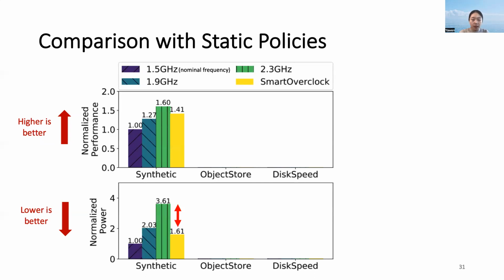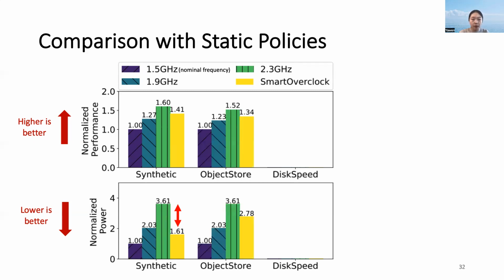The first workload is a synthetic workload that processes periodic batch jobs. SmartOverclock achieves close performance to the highest frequency setting while reducing power by more than half. Note that SmartOverclock does not achieve highest performance because it employs a 10% random exploration to detect any changes in workload patterns.